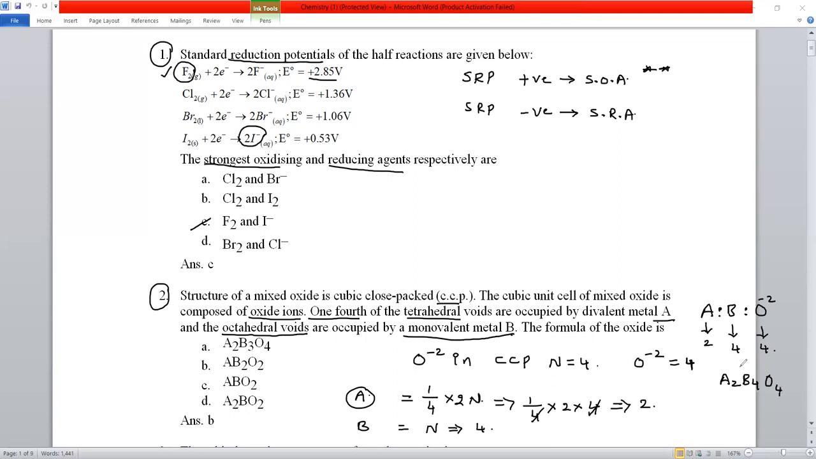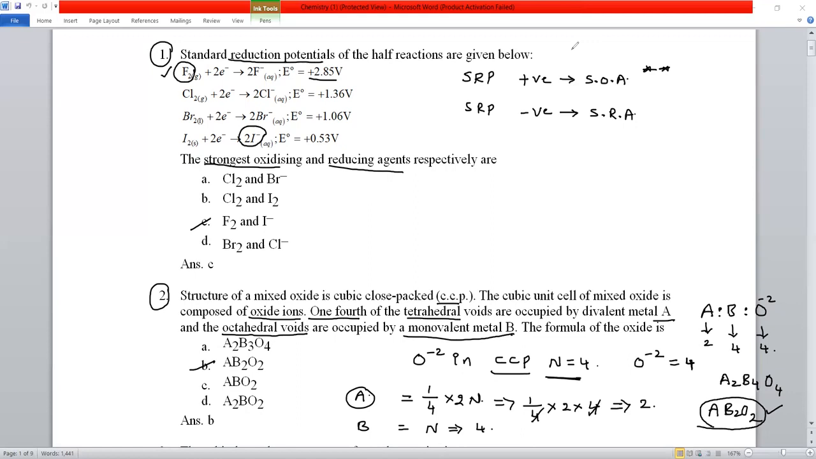Now take the simplest ratio: A B2 O2. Check, students, where the answer is: A B2 O2 is option B, which is correct. Since CCP is given, I took N equal to 4. We know tetrahedral voids are 2N and octahedral voids are N, but tetrahedral voids are occupied only 1/4, so I took 1/4 into 2N. By solving this, we got the answer A B2 O2.